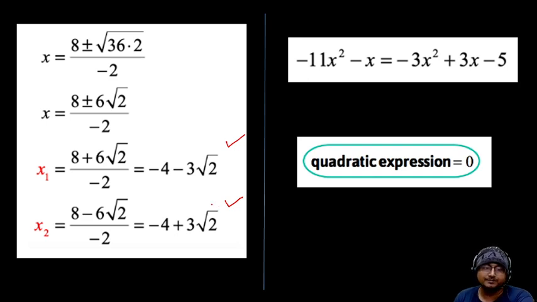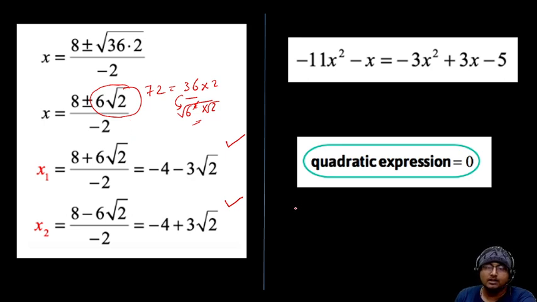Similarly, see, 6 root 2: we have written root 72 as 6 root 2. 72 can be written as 36 into 2, and 36 can be written as 6 square, so 6 square into 2. Under root, the 6 square and root cancel, and this becomes 6 root 2. That is how it came.